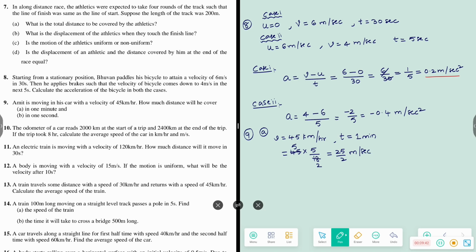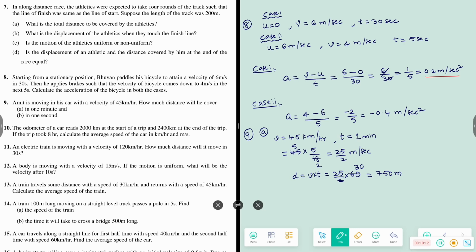Now we want the distance covered by him. So what is the distance formula? Distance is equal to velocity into time. Now velocity is 25 by 2 into 1 minute time. 1 minute is how much? 60 seconds. So we can cancel it. 2 ones are 2, 30s are 750 meters in the first case.